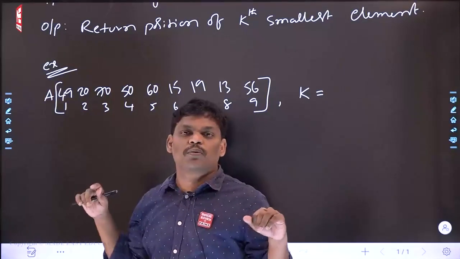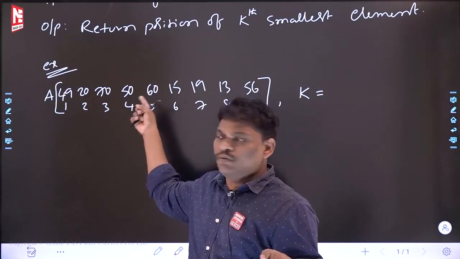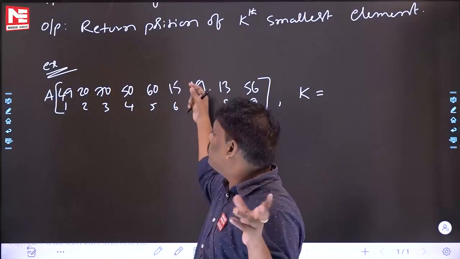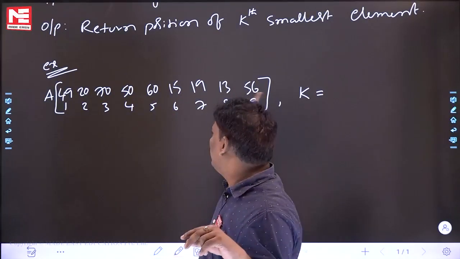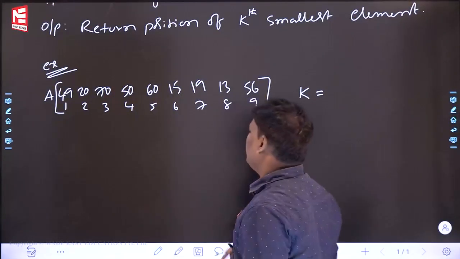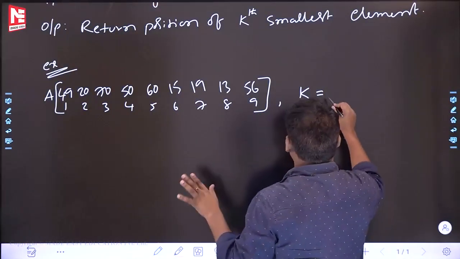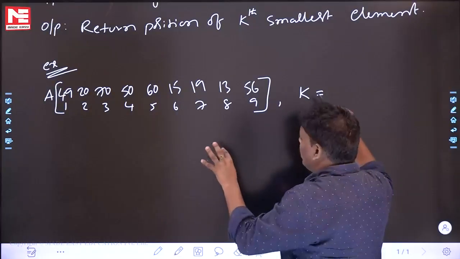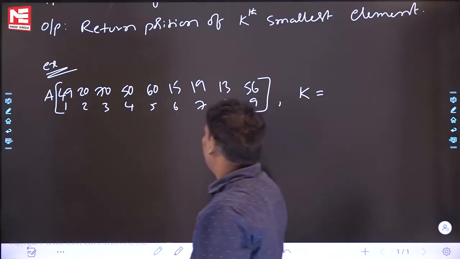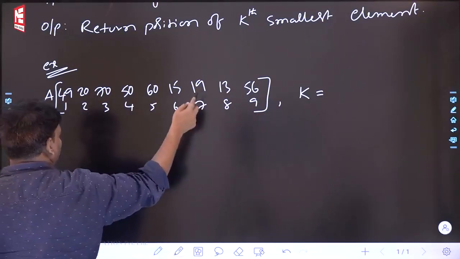To explain this problem with the help of a numerical example, I took one array. This array contains 9 elements. In this array, I want to find the kth smallest element. What is the k? I will fill it within a few minutes. Before going to the answer, let me ask one small question.